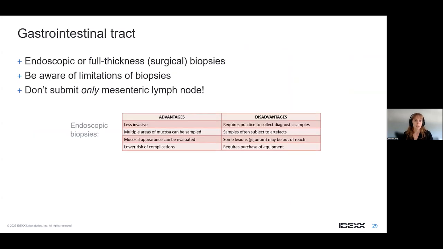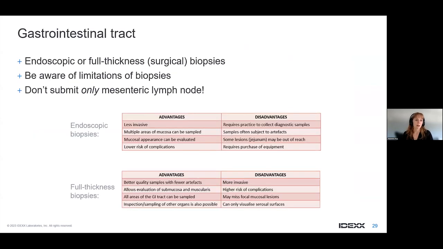We can do endoscopic or full thickness biopsies of the gastrointestinal tract, and both have advantages and disadvantages. So I've put these tables here just so that you are aware of the limitations of either, really. So endoscopic biopsies obviously are less invasive, but they don't go as deep as a full thickness biopsy. Some lesions, for example, lesions in the jejunum, might be in an area that you can't reach with an endoscope.